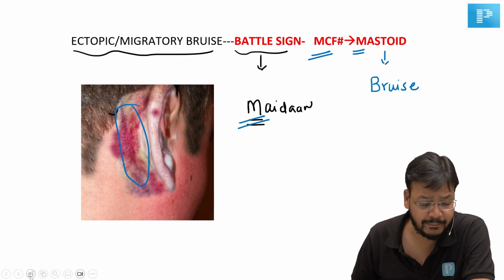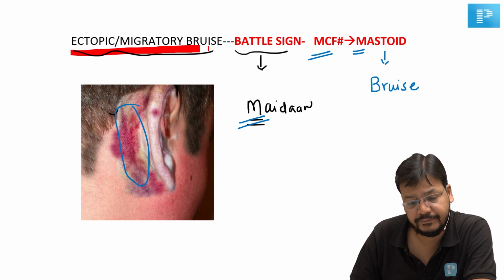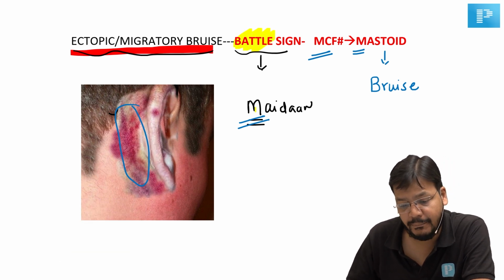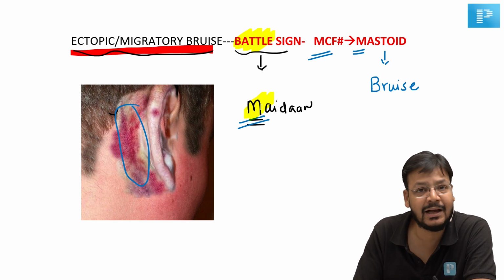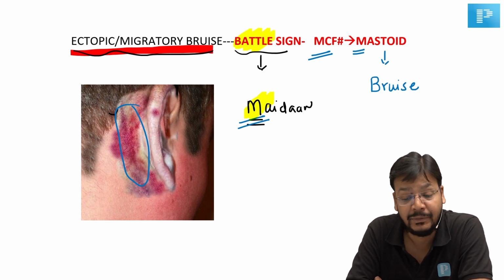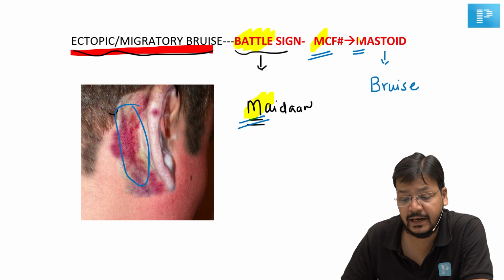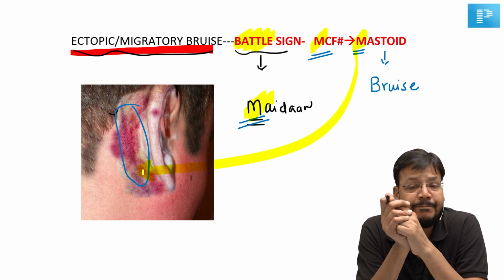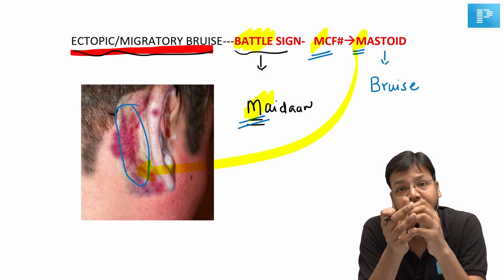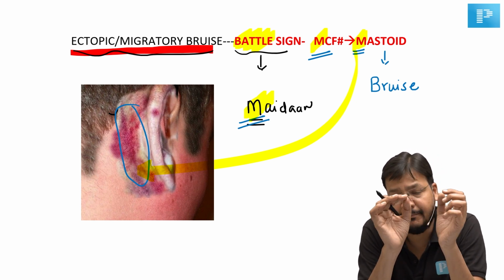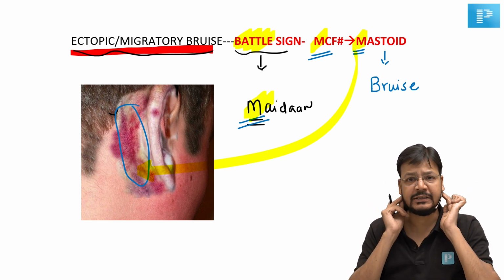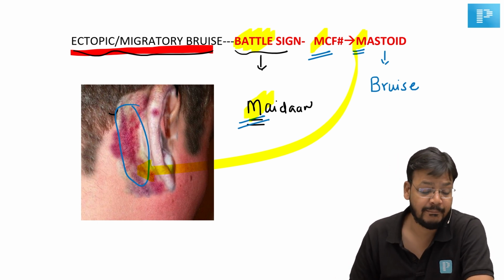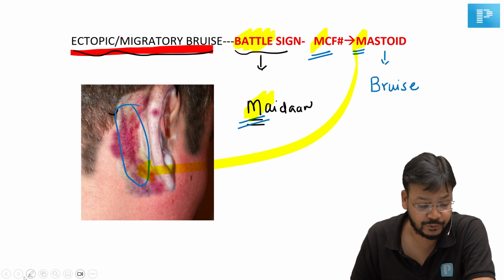Sir, ectopic or migratory bruise. Listen very, very carefully. Very characteristic sign of ectopic bruise is battle sign. Battle is always in maidan. Where does battle happen? Where does war happen? In the maidan. M for maidan, M for middle cranial fossa produces mastoid bruise. So if you see the mastoid bruise by middle cranial fossa fracture, this is a battle sign. It's a middle cranial fossa fracture, bruise present at the mastoid area. That is a battle sign. So this is battle sign, a migratory or ectopic bruise.